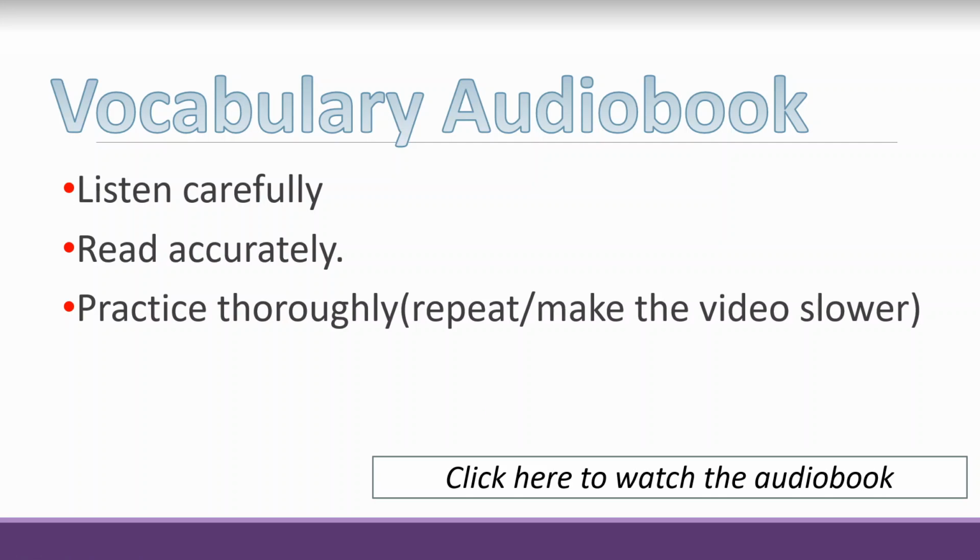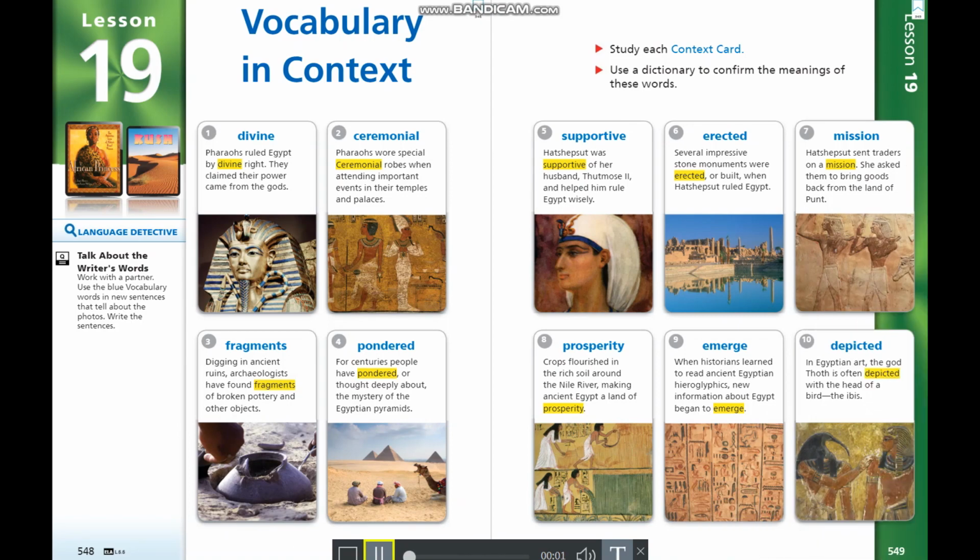Now I'm going to click this for you. Lesson 19. Language Detective. Talk about the writer's words. Work with a partner. Use the blue vocabulary words in new sentences that tell about the photos. Write the sentences.